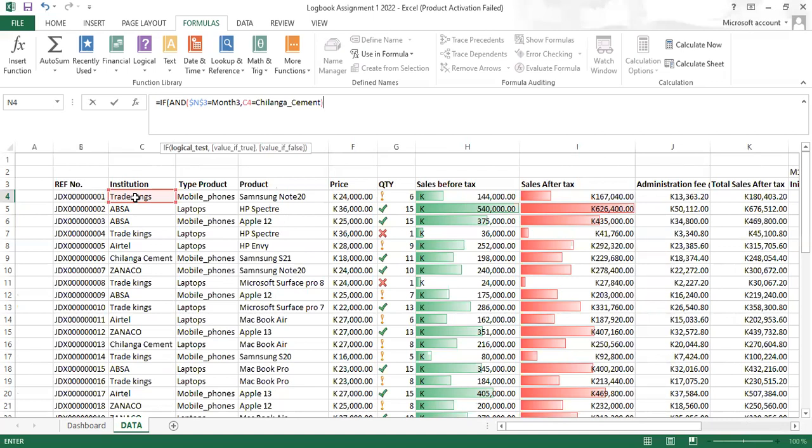Remember there are 2 institutions that are completing in month 3, so we're dealing with the first one. In this case, it's Chilanga Cement. Yes, I mean, the first institution. Okay, then we're going to do comma.